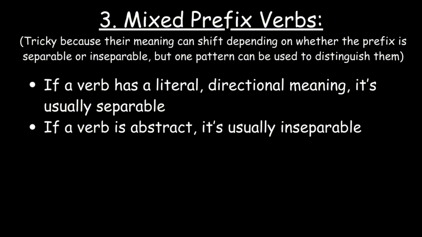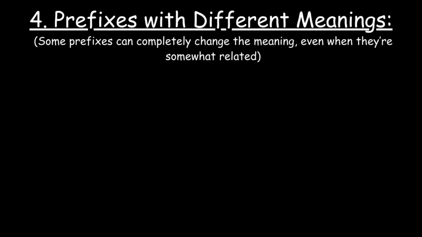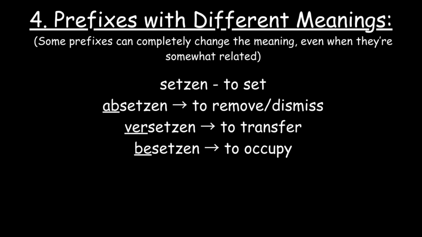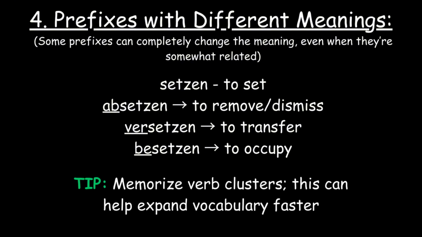A different concept is prefixes that completely change the meaning, even when they're somewhat related, like setzen, to set. With prefixes, it will have completely different meanings. Absetzen, to remove or dismiss. Versetzen, to transfer. Besitzen, to occupy. A good tip is to memorize verb clusters, which can help expand vocabulary faster.